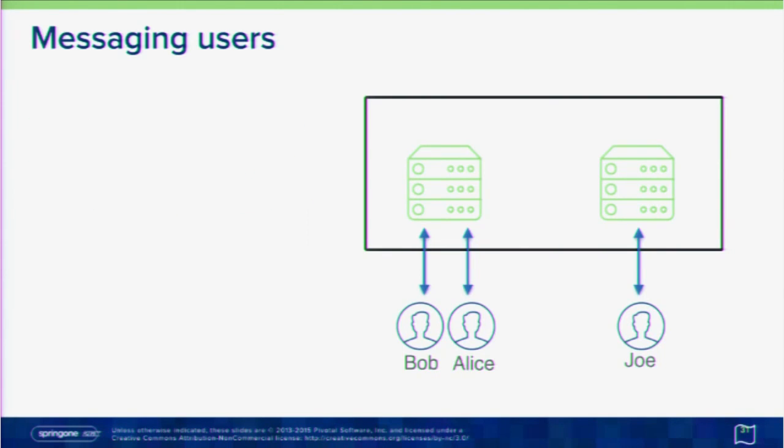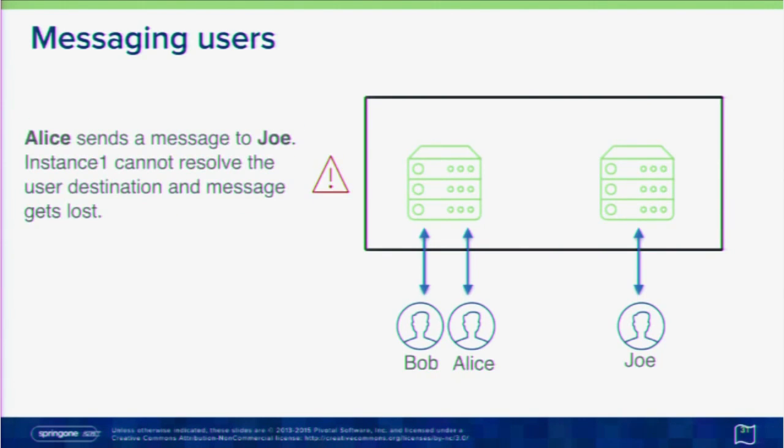But what happens if Alice now wants to send a message to Joe? That particular instance doesn't know about that WebSocket connection. So that destination won't be able to be resolved. So that message will be lost. So Joe won't be able to get any message.